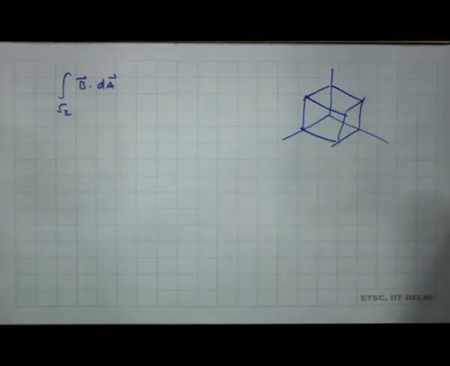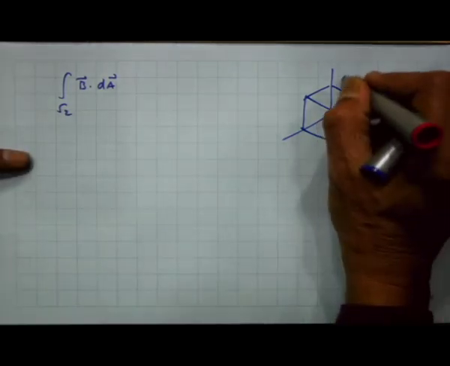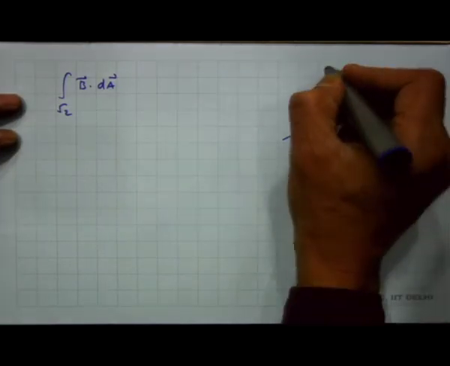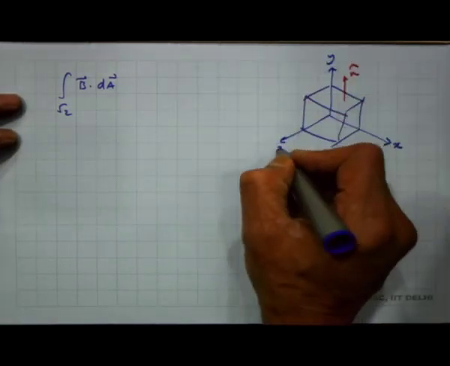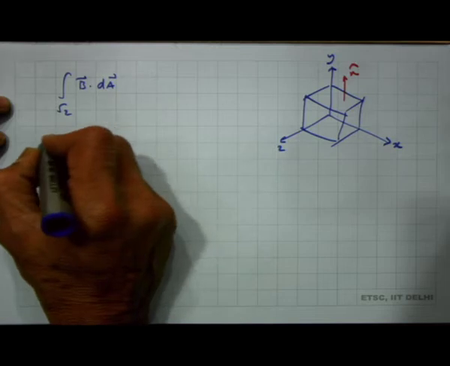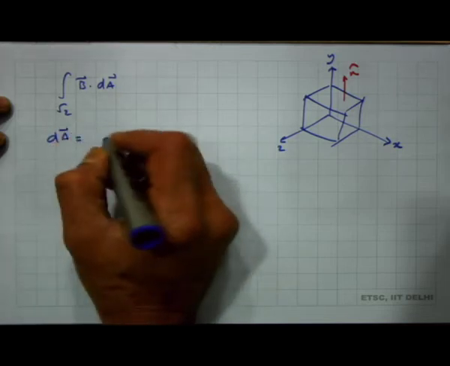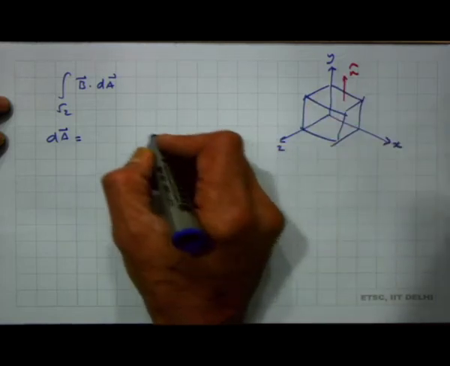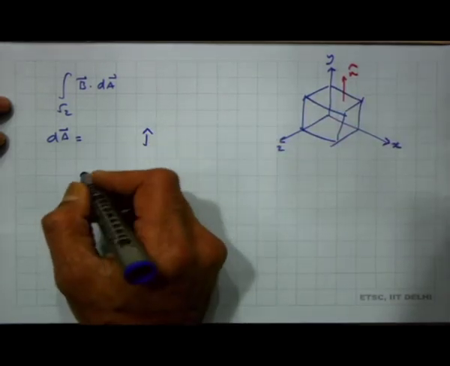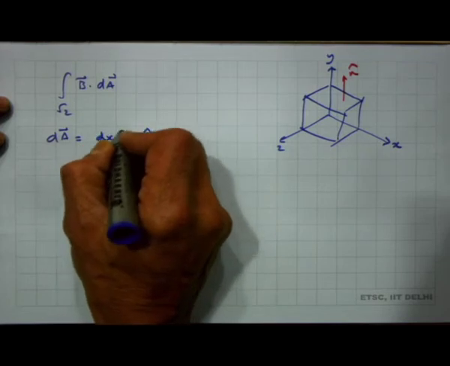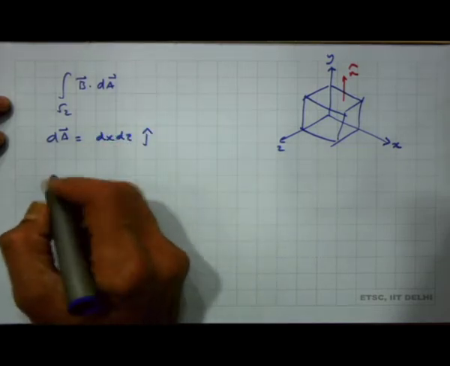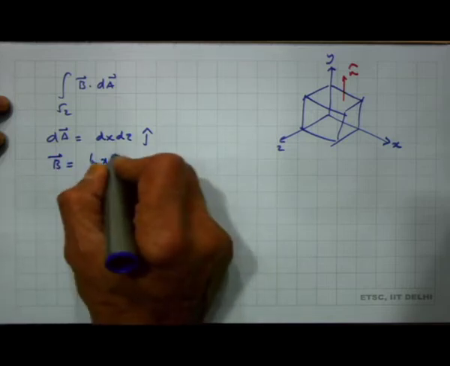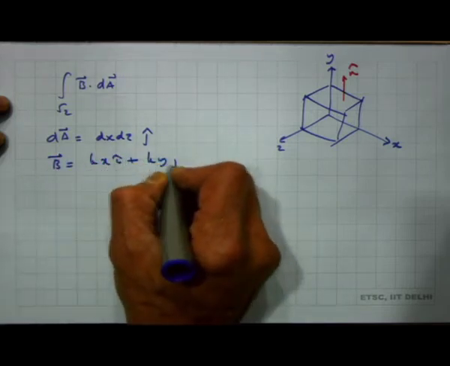So, S2 is the top surface. This is the normal, x, y, z. What is dA here? dA will be equal to, now this surface is oriented, the area is along y cap. So, this is j cap and it will be dx dz j cap, and B is equal to k x I cap plus k y j cap.